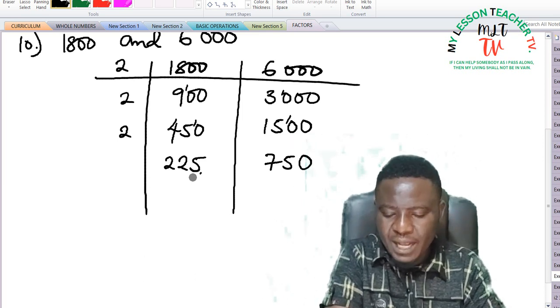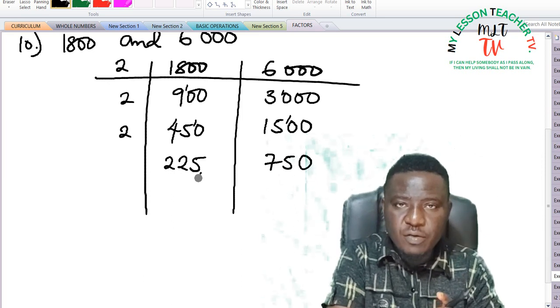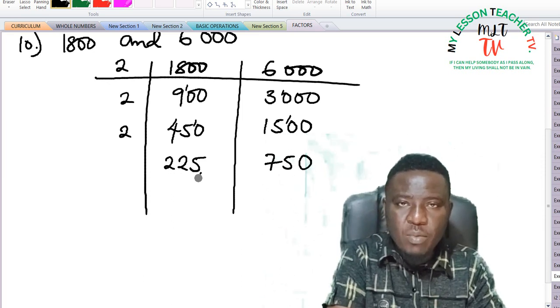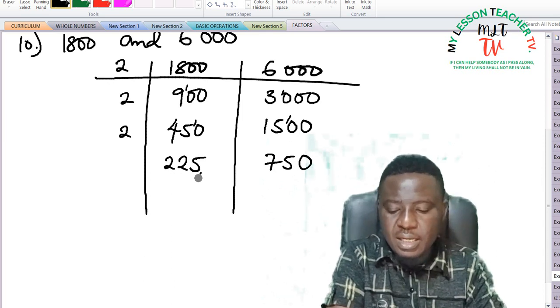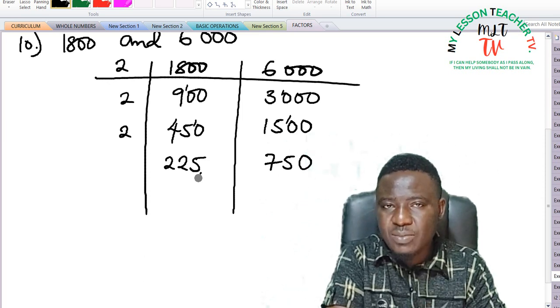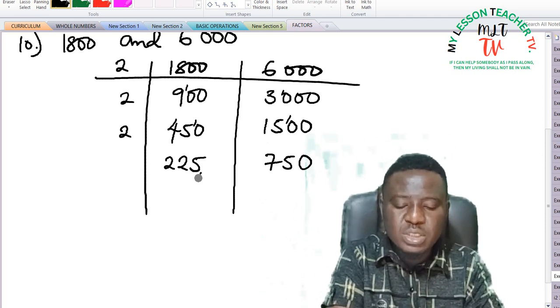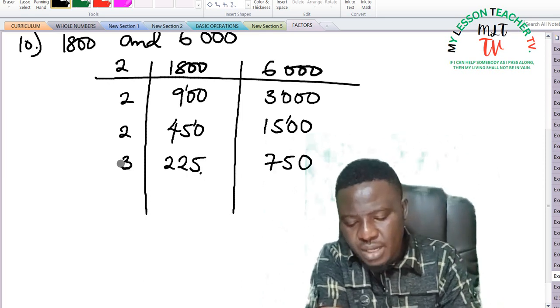So we test with 3. Can 3 divide? 3 can go into 225 because the rule for divisibility says that the sum of the digits in that number must be divisible by 3. If you add 2 plus 2 is 4, 4 plus 5 is 9. 9 is a multiple of 3, meaning since 9 is a multiple of 3, 225 is also a multiple of 3. Same thing goes with 750. 7 plus 5 plus 0 is 12. Since 12 is a multiple of 3, it therefore means that 750 is also a multiple of 3. So you divide by 3.